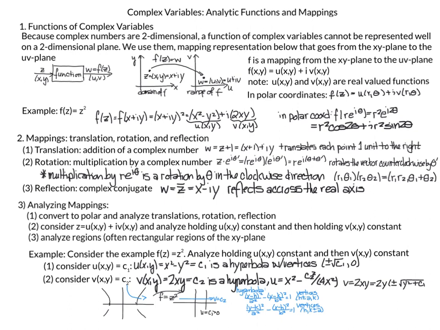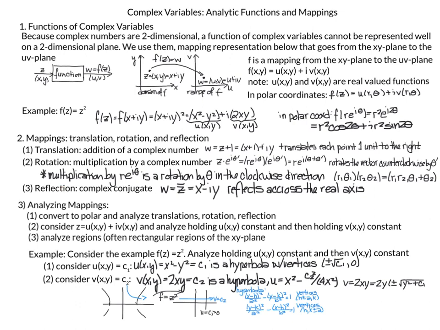We will talk about some of those similarities and differences and how we can visualize these analytic functions. We will do examples and look at how we can use our xy coordinates as well as polar coordinates to represent functions. And then we'll talk about mappings in terms of translation, rotation, reflection. We will see that addition of a complex number to another complex number corresponds to translation, whereas if you take a complex number and multiply it by another complex number, that will rotate your vector. And then finally, when you take a complex conjugate, you will get a reflection.